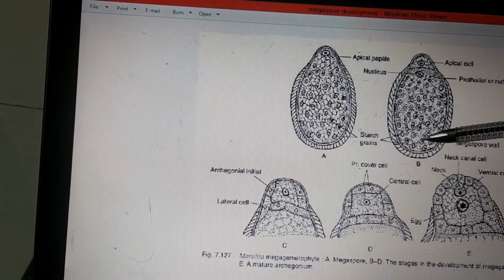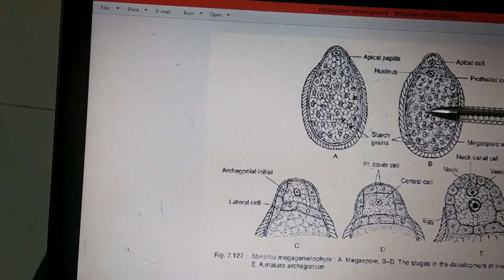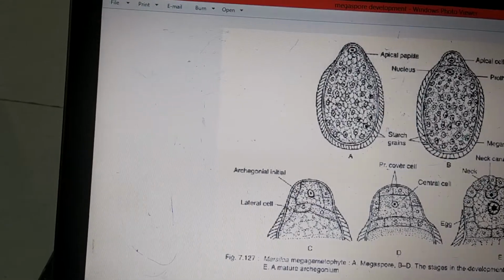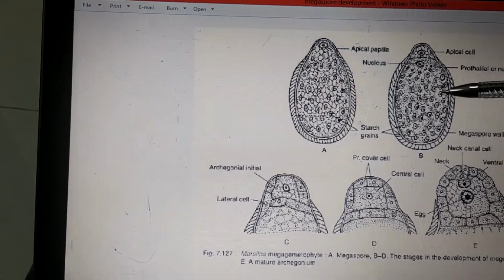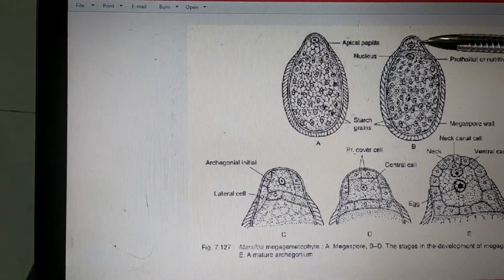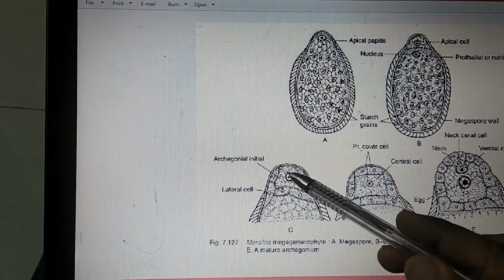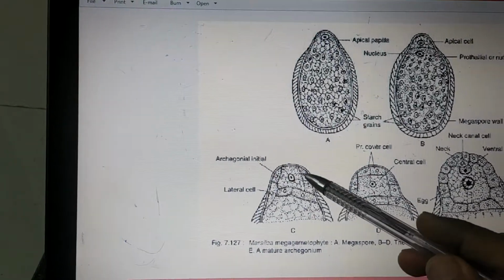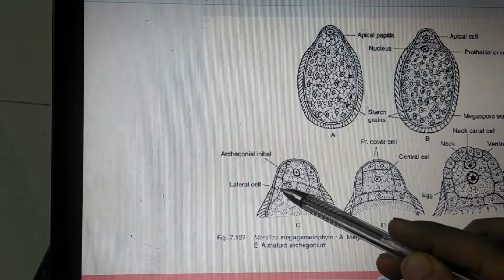This larger prothelial cell contains a cytoplasm fully filled with starch granules. Hence, it is nutritive in nature. That is, it is going to provide nourishment to the growing female gametophyte. Now, this apical cell will undergo further divisions by intersecting walls, leading to formation of this central cell and lateral cells.